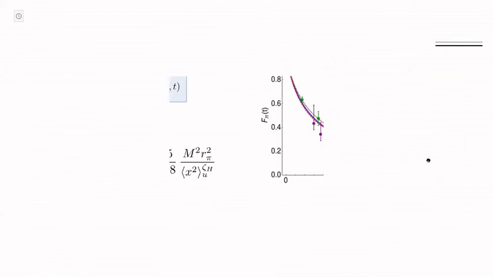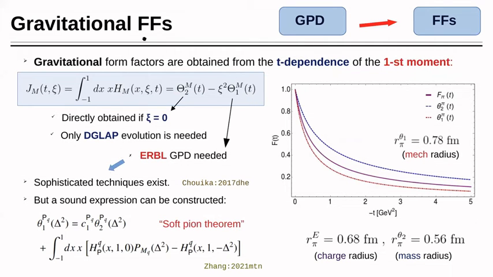So we can also obtain the gravitational form factors as the t-dependence of the first moment. If we integrate over the x, we obtain this combination of gravitational form factors θ2 and θ1. θ2 is already accessible within our approach. No need to go beyond the DGLAP region. For the θ1, we need the ERBL region, and even more, we need to deal with the so-called D-term. There are sophisticated techniques to approach this one, but we have constructed a zone expression for θ1 based upon the soft pion theorem.